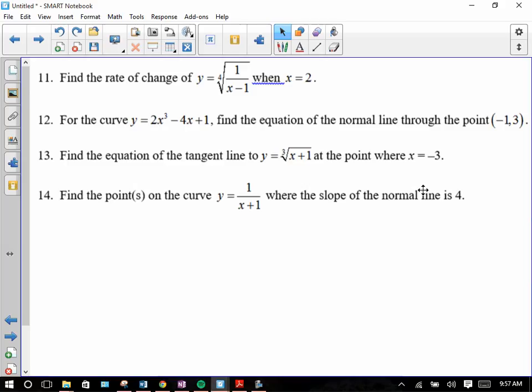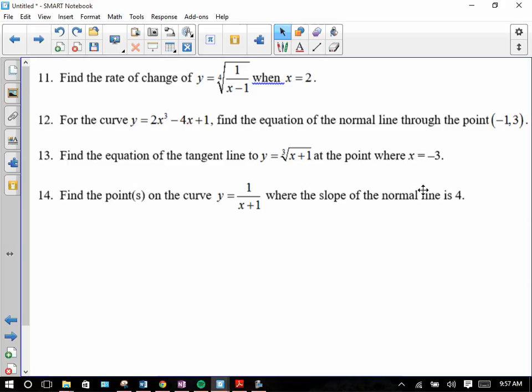Whenever you see the words rate of change, average rate of change, that automatically tells you that you're going to have to be using what? The derivative. You see that it says when x is equal to 2. So what I want you guys to do is go home and find the derivative of y equals the 4th root of 1 over x minus 1, at x equals 2. All you have to do is find the derivative of this, and then after you have the derivative, plug in 2.